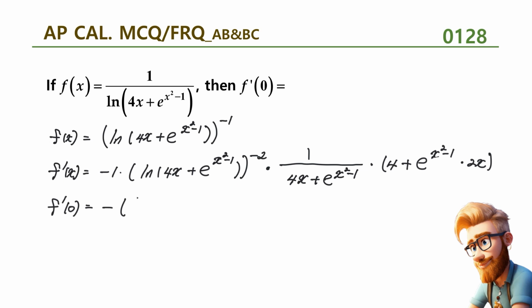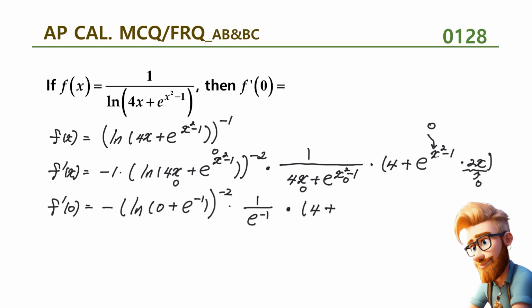So negative natural log, we have 0 here. So that's 0 plus 0 here. E to the negative 1, to the power of, okay, let me erase this. We have a parenthesis here and here, power of negative 2. And we're going to substitute 0 here. That's 0, 0 here. So that's going to be 1 over e to the negative 1, times, substitute 0 here and 0 here. So that's going to be 4 plus, since this is a 0, 0 times e to the negative 1, that's a 0. So far so good.